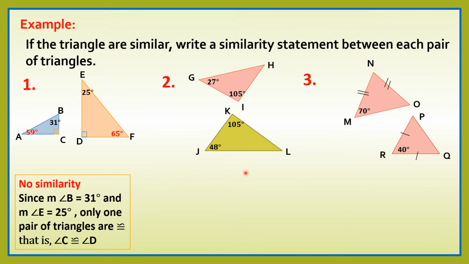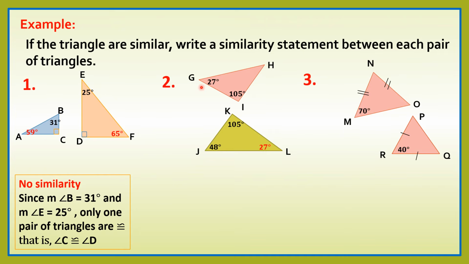Next is number 2. So we have here triangle GIH and triangle KJL. Mapapansin nyo meron na kaagad tayo ditong isang congruent angles. So yung 105 degrees, yung angle I at angle K. So hanap pa tayo ng isang congruent angles. So kapag inadd natin ang 105 at ang 48, at isubtract natin sa 180, ang magiging sagot ay 27. Ibig sabihin, si angle L at si angle G ay congruent.